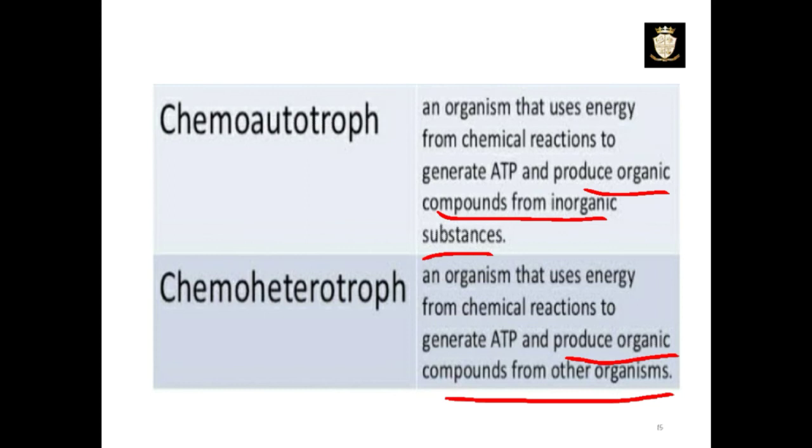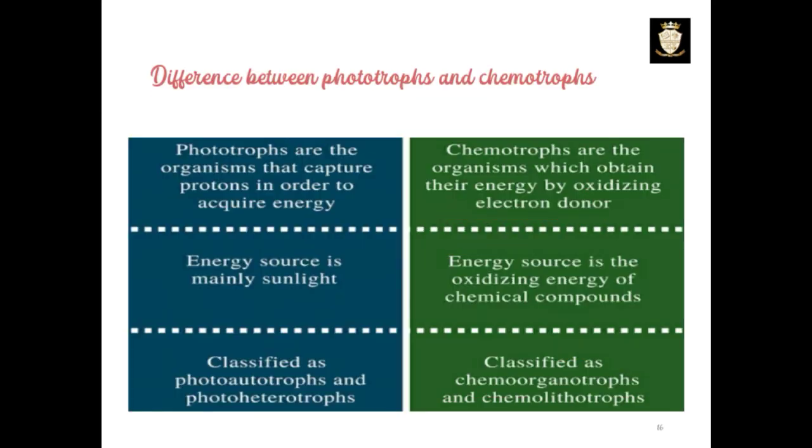And the other classification, the other difference between phototrophs and chemotrophs. Phototrophs are the organisms that capture photons in order to acquire energy. In the case of chemotrophs, they are the organisms which obtain their energy by oxidizing electron donors. In the case of phototrophs, the energy source is sunlight, and in the case of chemotrophs, the energy source is chemical compounds.